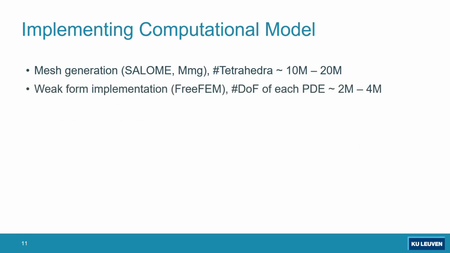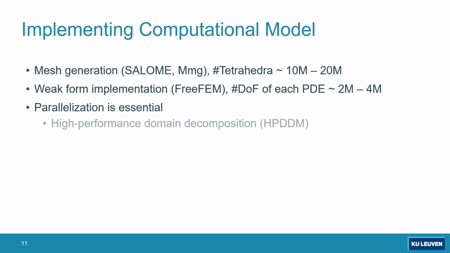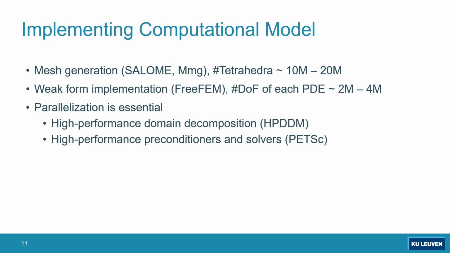After mesh generation and after weak formulation, the degrees of freedom for each PDE is 2 million to 4 million. For weak formulation, we use FreeFEM, and for mesh generation, we use Salome and MMG. As a result of this high number of elements, and also the complexity of the computation, parallelization is essential. To do that, we take advantage of high performance domain decomposition techniques, and also high performance preconditioners and solvers. The post-processing is also performed in a parallel I/O approach.